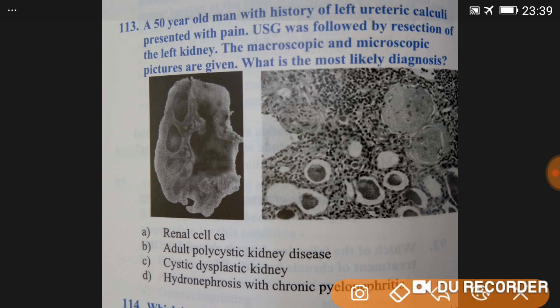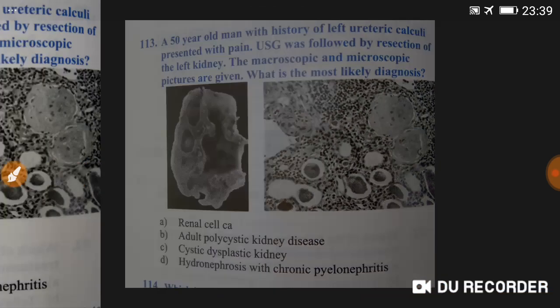A 50-year-old male with history of left ureteric calculi presents with pain. On USG followed by resection of the left kidney, the macroscopic and microscopic pictures are given. What is the most likely diagnosis here? Hydronephrosis with chronic pyelonephritis.